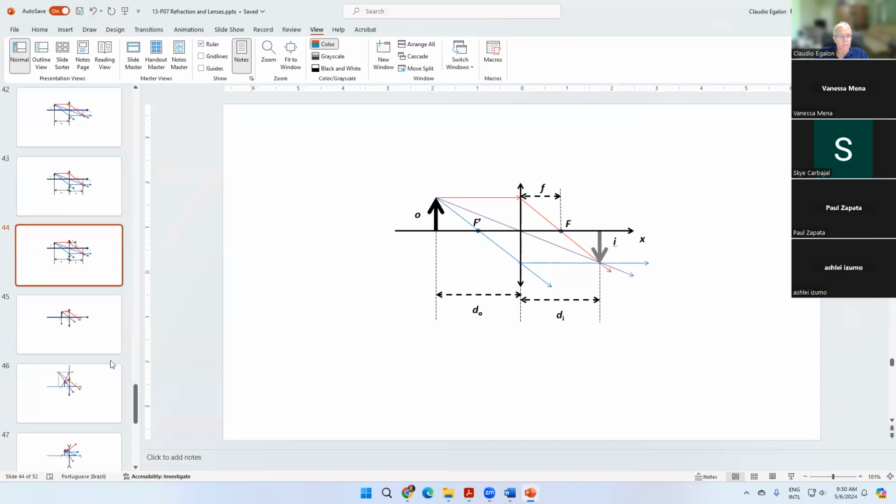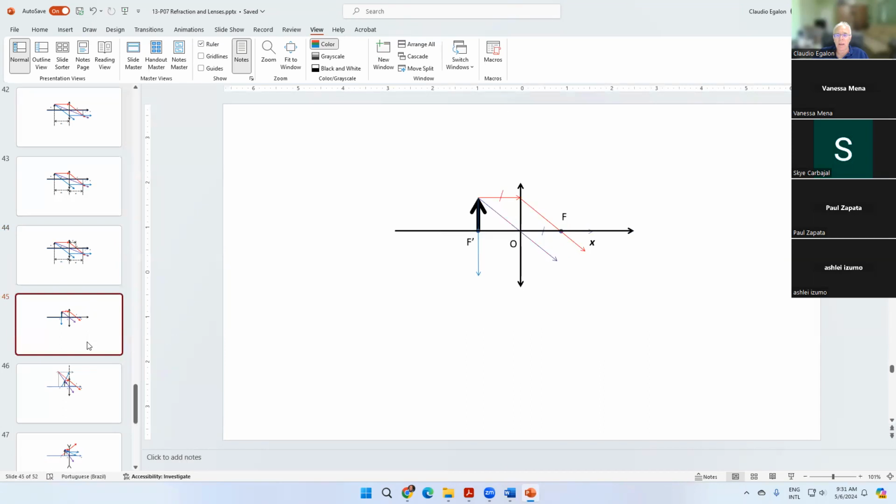Going back here, right? Now, what if this object gets closer to the lens? What if this object ends up sitting exactly at the second focal point of my lens, right? Well, we get something similar to what we get for the mirrors. The light rays end up being parallel, and the image is said to be improper. Okay, so you can write that down.